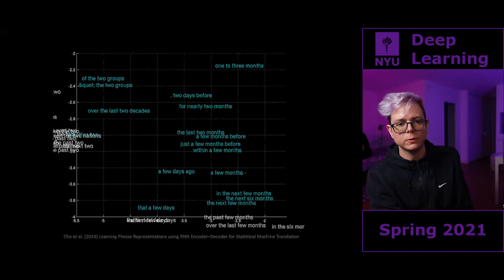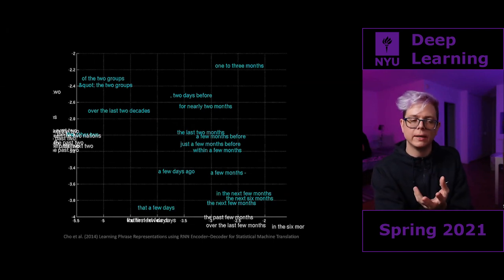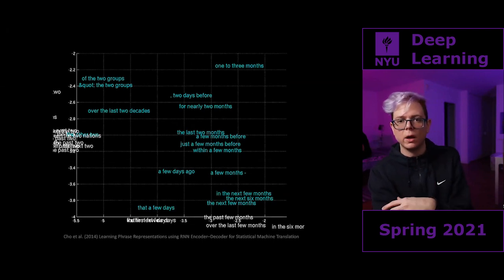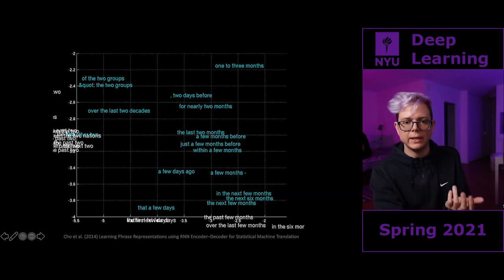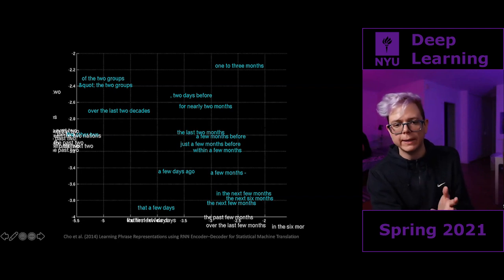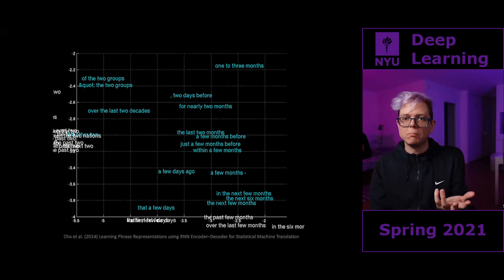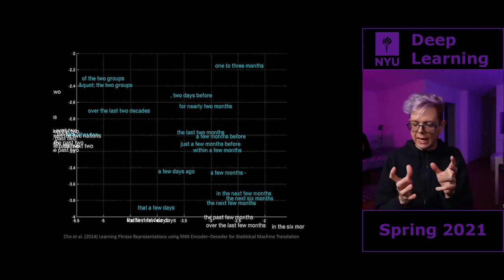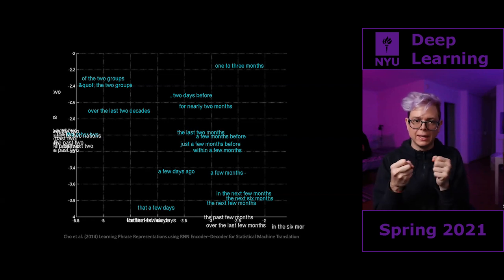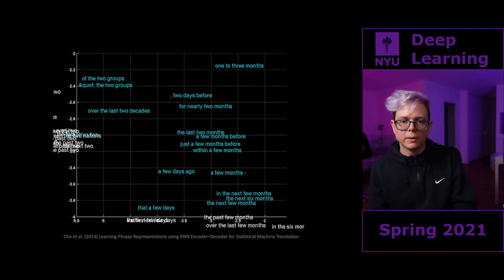Similarly, in this other case, we have all temporal embeddings. So we have 1 to 3 months, 2 days before, for nearly 2 months, over the last 2 decades, and so on. All of these can be swapped in and out without breaking the language. They will change the meaning, but nevertheless, their representations are very close to each other. So this is super interesting.